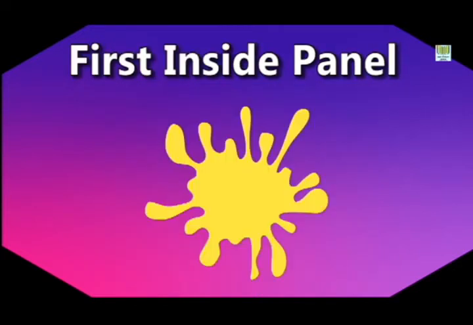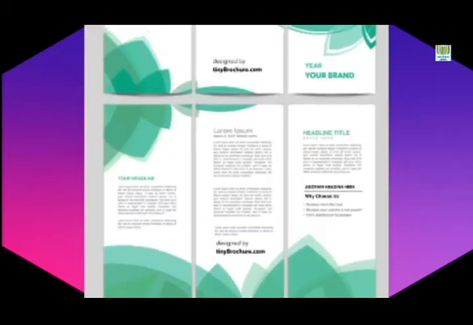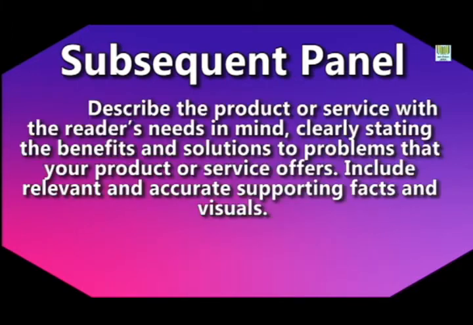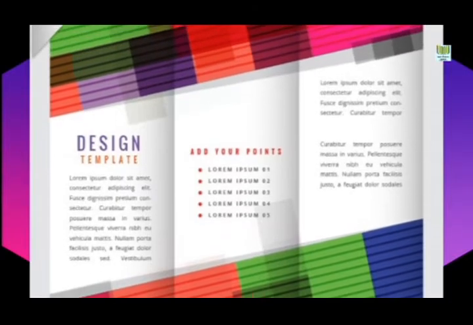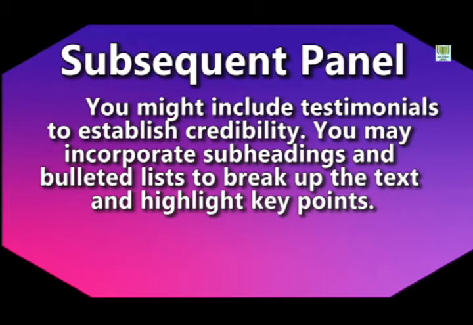First inside panel. State the identity of the organization through writing headlines and readable content such as used in advertising. Subsequent panel. Describe the product or service with the reader's need in mind, clearly stating the benefits and solutions to problems that your product or service offers. Include relevant and accurate supporting facts and visuals. You might include testimonials to establish credibility. You may incorporate subheadings and bulleted lists to break up the text and highlight the key points.